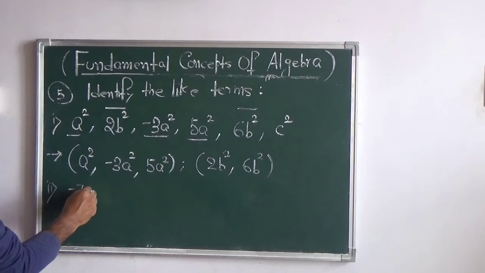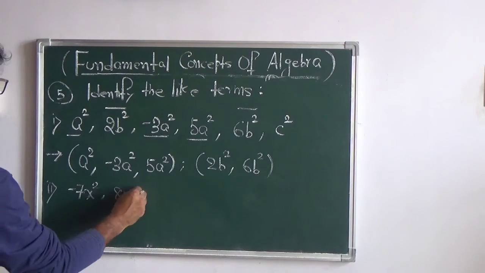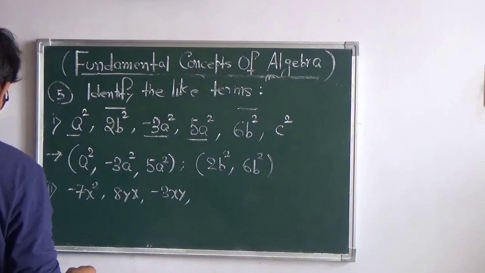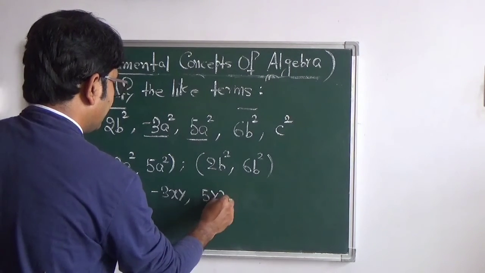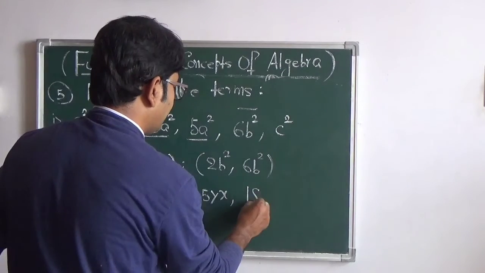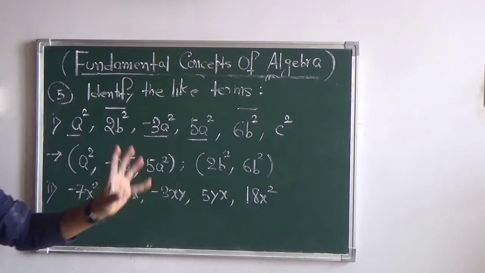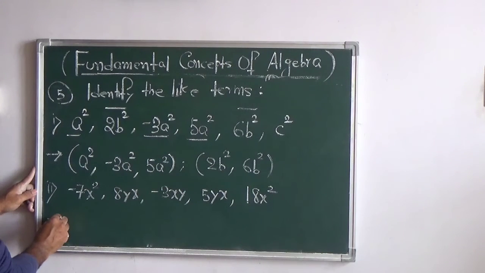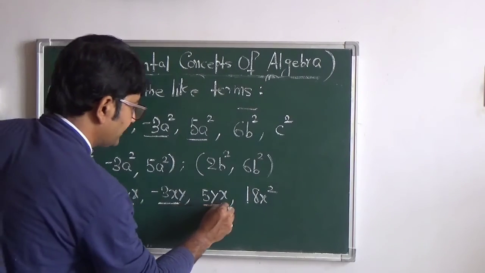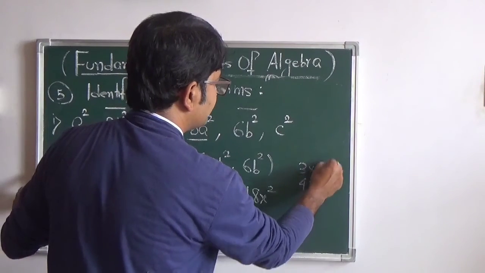Minus 7x square, 8yx minus 3xy, then we have 5yx, and then we have 18x square. Whether it is yx or xy means the same thing. So we have the like terms as 8yx, minus 3xy, and 5yx. If you write 3 into 4 or 4 into 3, it means the same thing.